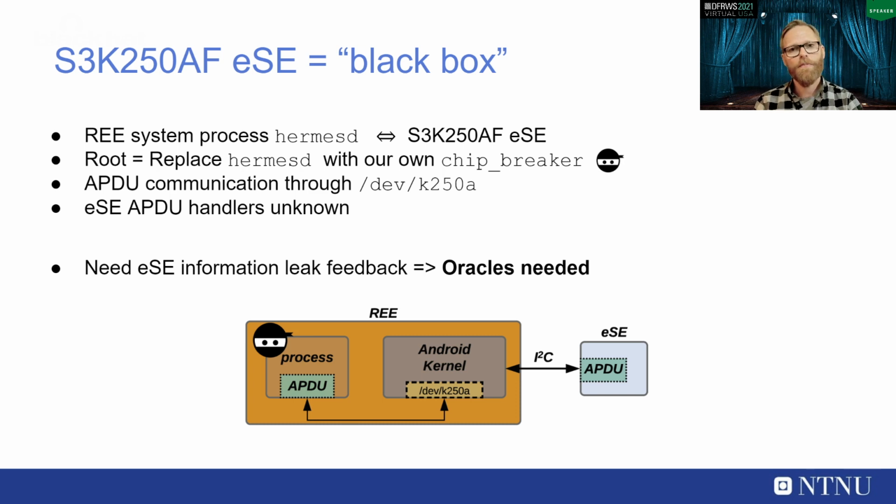So since this is a black box, how do we attack it? Well, we can investigate and look at the processes talking to this secure element device. So you can reverse engineer this Herman's daemon process, which talks to the secure element chip. We can replace this with our own chip breaker tool to make it easier to develop code. Since we have root on the device, we can put in our own code and our own process.